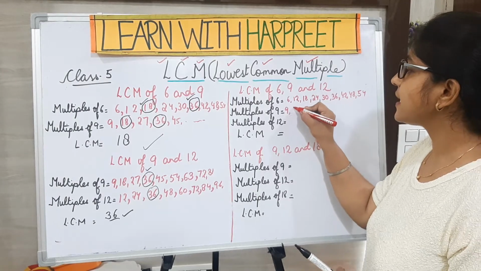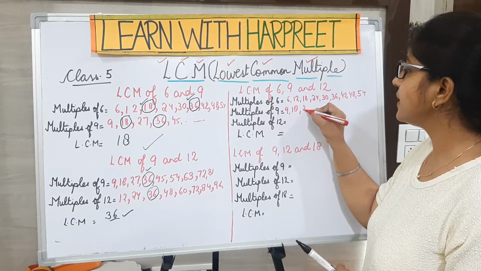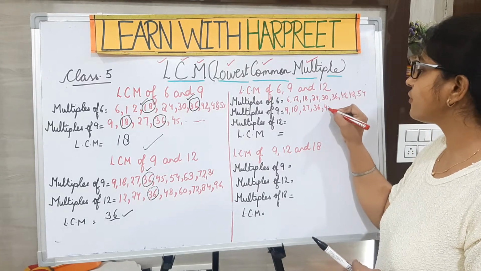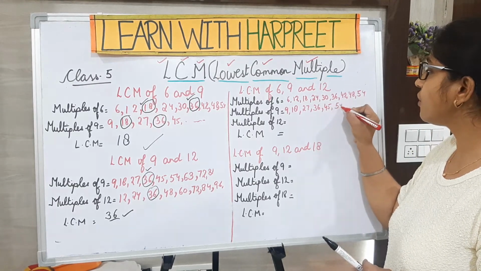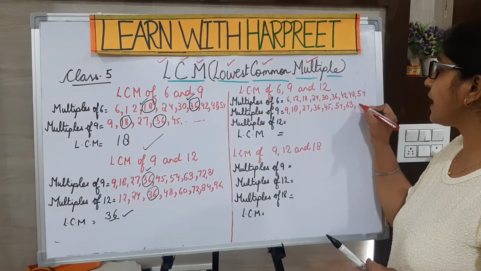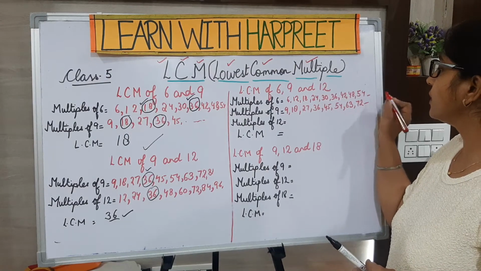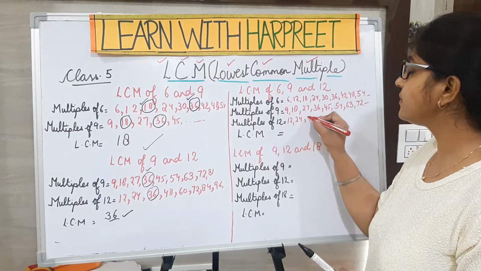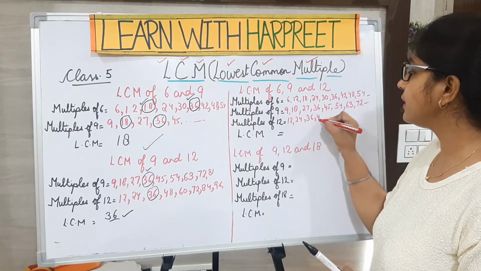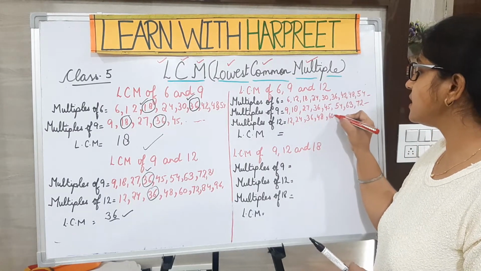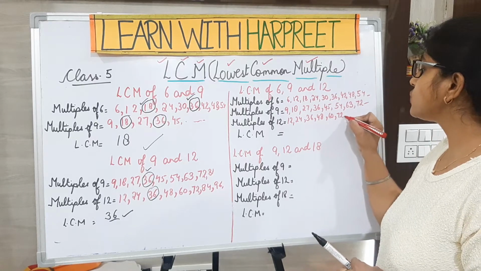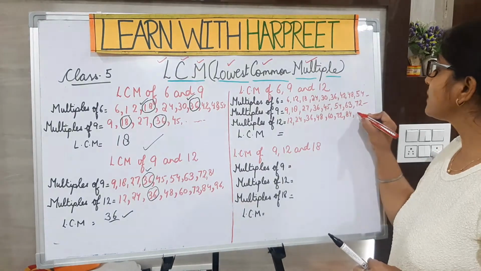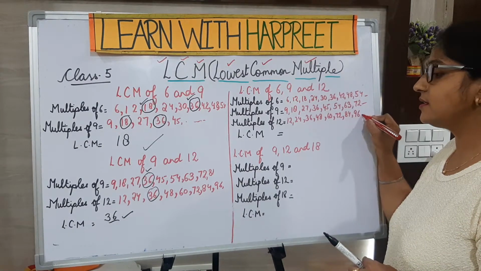9 ones are 9, 9 twos are 18, 9 threes are 27, 9 fours are 36, 9 fives are 45, 9 sixes are 54, 9 sevens are 63, 9 eights are 72 and so on. Now 12. 12 ones are 12, 12 twos are 24, 12 threes are 36, 12 fours are 48, 12 fives are 60, 12 sixes are 72, 12 sevens are 84 and 12 eights are 96 and so on.